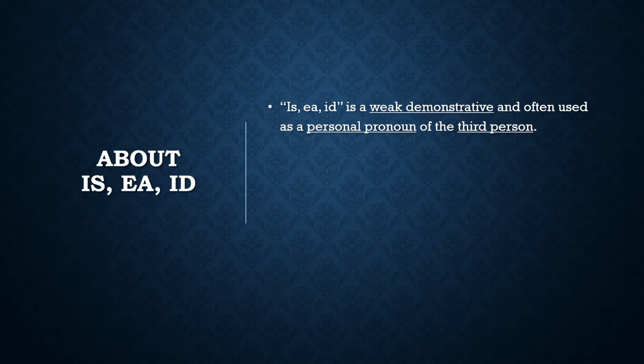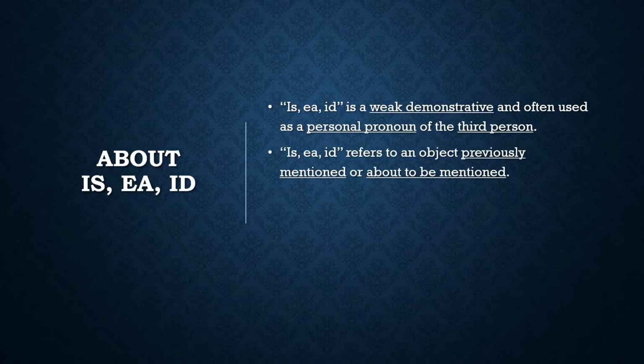Is, ea, id is a weak demonstrative. However, it is often used as a personal pronoun of the third person. There is no true third person personal pronoun, but is, ea, id is used in such a manner with such frequency that we can consider it to be the third person personal pronoun. Is, ea, id will refer to an object that was either previously mentioned or one that is about to be mentioned.